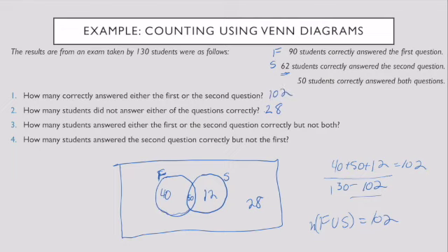How many students answered either the first or the second question correctly, but not both? That means right now we're ignoring the intersection. So I'm going to have 40 who got the first question right, but not the second, and 12 who got the second question right, but not the first. That gives me 52. How many students answered the second question correctly, but not the first? That's going to be those who are just in S over here. This group right here, that's going to be 12 students.